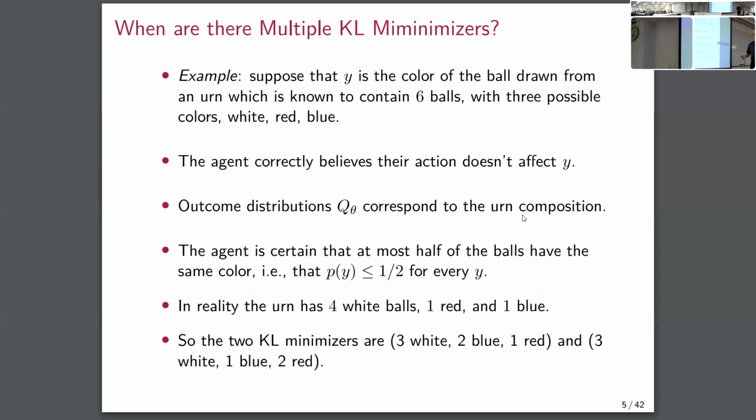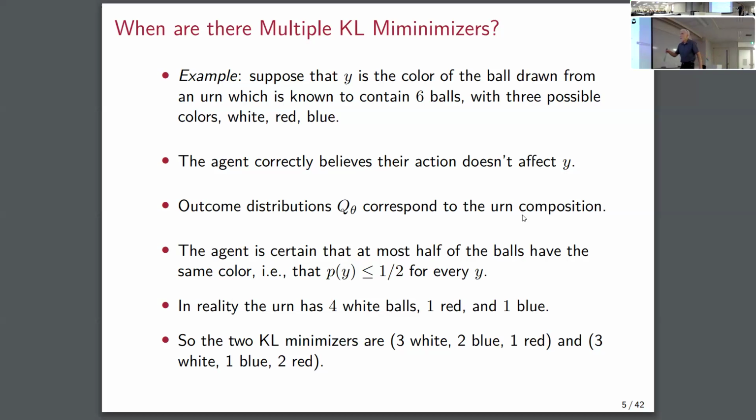Now, this is a question that came up before lunch, and I said, oh, I have an example: how odd is it to have multiple KL minimizers? Okay, so suppose that Y is the color of a ball drawn from an urn. It's known to contain 6 balls, 3 possible colors, white, red, and blue. The agent correctly believes their action has no influence on the consequence. So they want to predict the color of the ball, but what they do doesn't change the color of the ball.